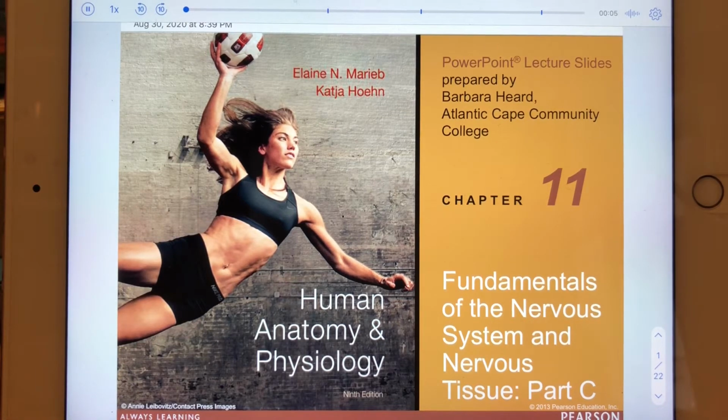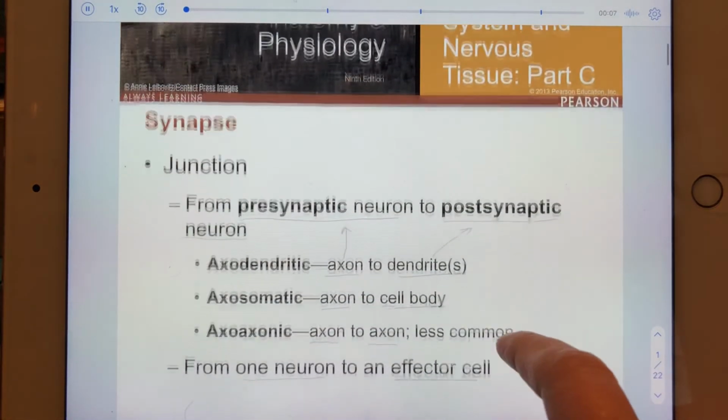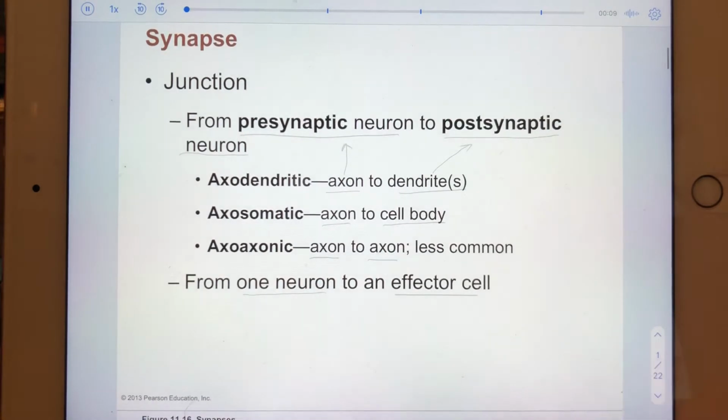Let's start talking about synapses. A synapse is the whole junction, the whole neighborhood where two neurons almost meet. And those two neurons are referred to as the presynaptic neuron and the postsynaptic neuron.